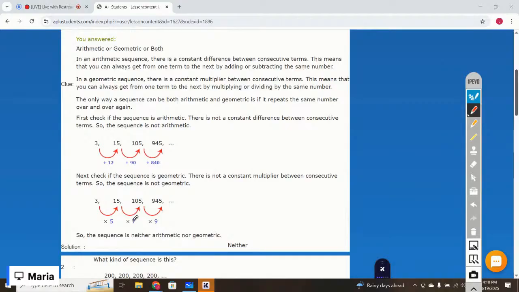Now look at it for geometric. 3 times 5 is 15. 15 times 7 is 105, and 105 times 9 is 945. The multiplier is also not constant, right? That means it is neither arithmetic nor geometric.